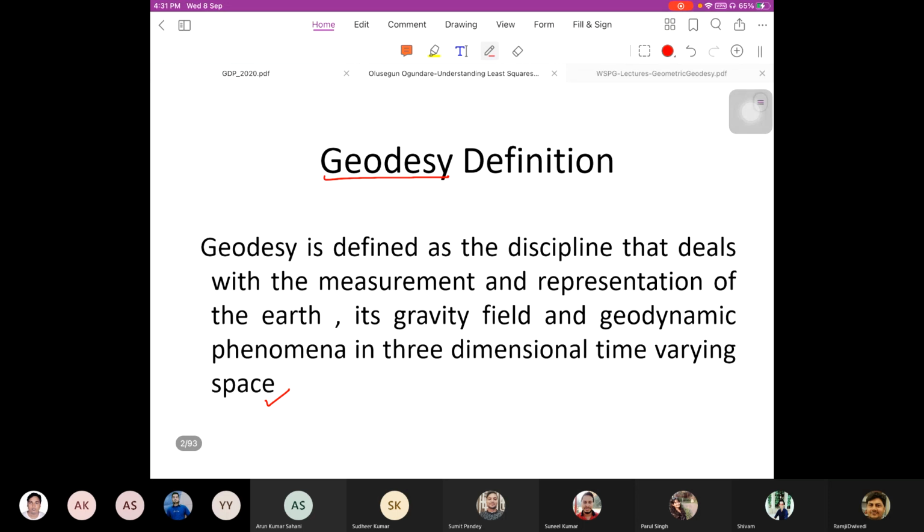See, there are three aspects: the representation of Earth. In representation, we'll have size and shape, and when I say size and shape, obviously the orientation is included, meaning its orientation in space. And then the geodynamic phenomena in three-dimensional, time-varying space, obviously a spatio-temporal understanding. So this is geodesy.